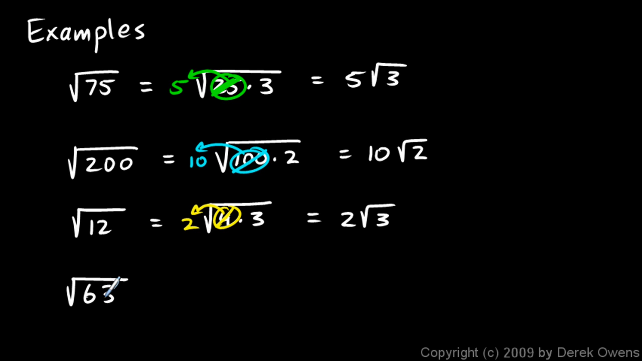Another example, square root of 63. Well, 63 is 9 times 7. So the square root of 63 is the square root of 9 times 7. And 9 is 3 squared. In other words, the square root of 9 is 3. So the 9 pops out of here and becomes a 3 outside of the radical. So I end up with 3 times the square root of 7 as my answer.